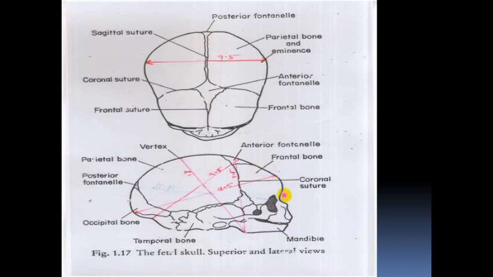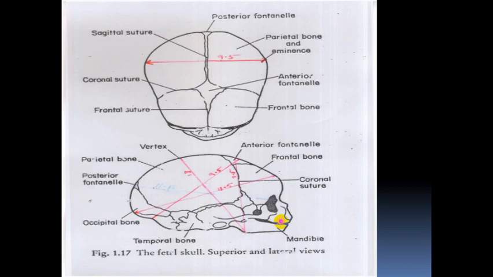While the face is the area which is bounded by the root of the nose and the supraorbital ridge at one end, and by the junction of the floor of the mouth and the neck. This is the area of the face.